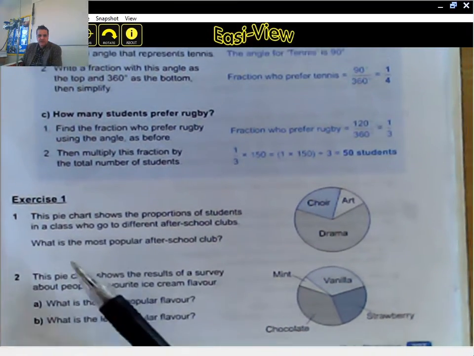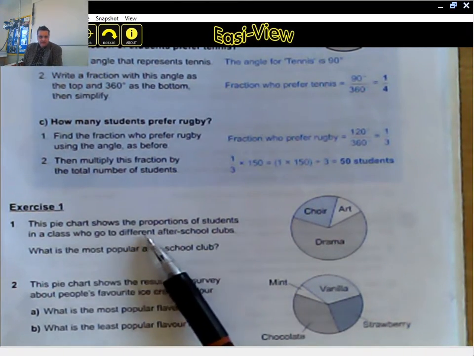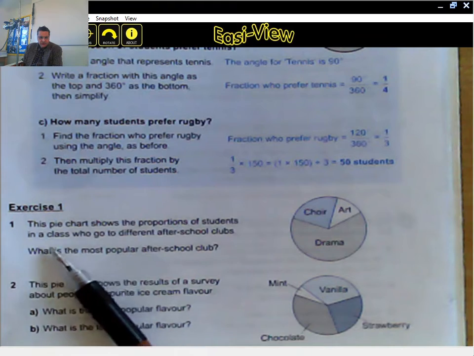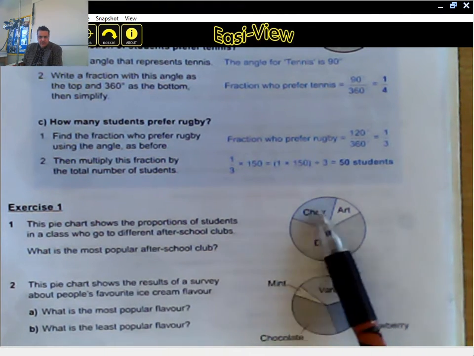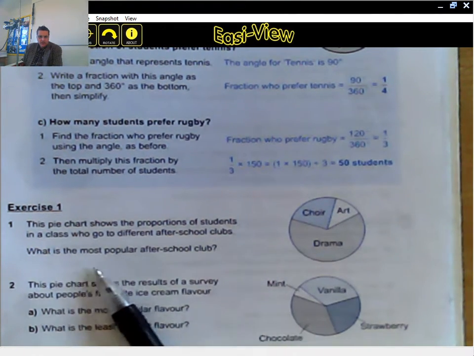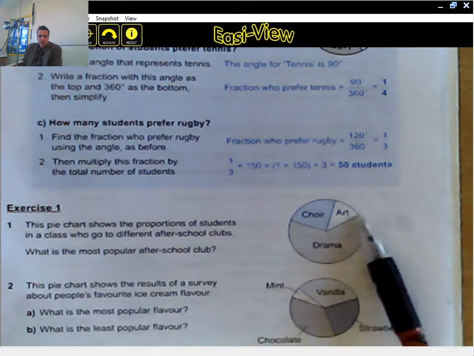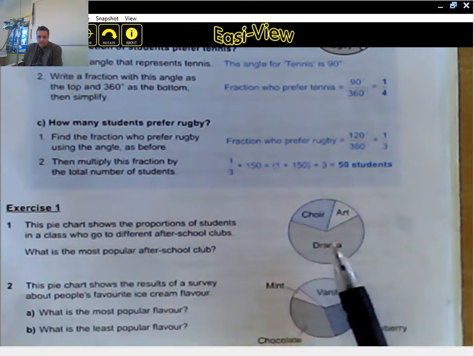This is page 237. The pie chart shows information regarding the proportions of students in a class who go to different after-school clubs. So choir, art, drama. What's the most popular after-school club? Again, you haven't got to copy this, just write down drama. Everyone likes to do a bit of drama.